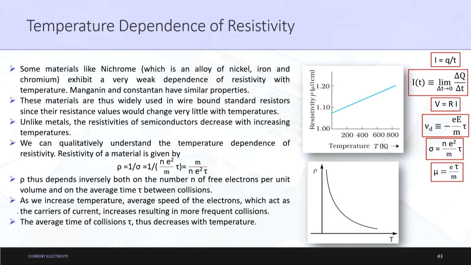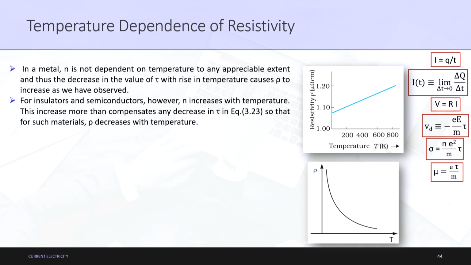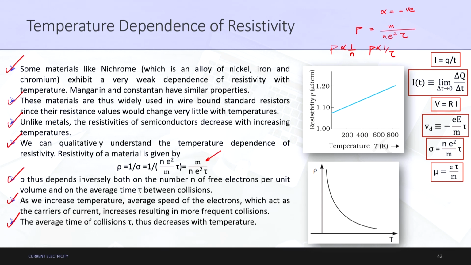Therefore, now what happens is, in a metal, n is not dependent on temperature to any appreciable extent. A question may occur to you: if the value of n increases and the value of tau decreases, then due to one there should be a decrease in resistivity, and due to the other there should be an increase. So, which value should we take into consideration here?